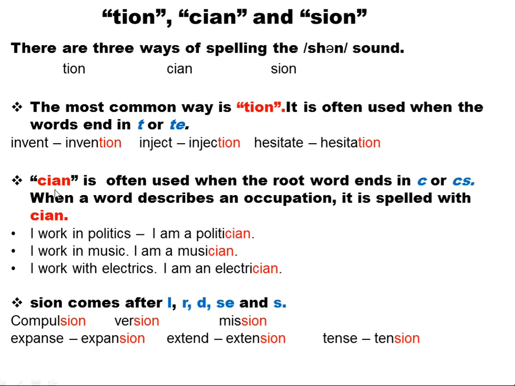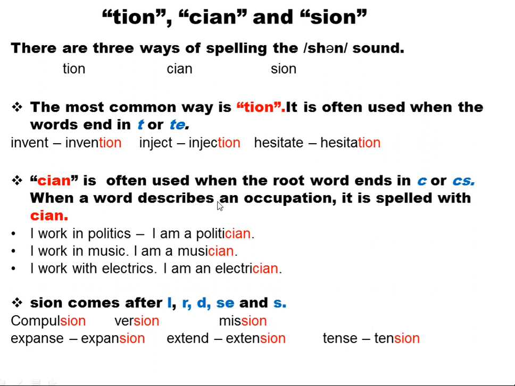Okay. cian is often used when the root word, we call this the root word, okay, this is the root word, when we add a suffix to that, it is the word that we prepare. The root word ends in C or CS. If the word ends in C or CS, we have to add cian. When a word describes an occupation, it is spelled with cian. This is an important fact.